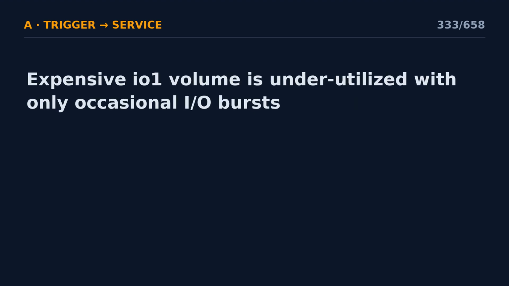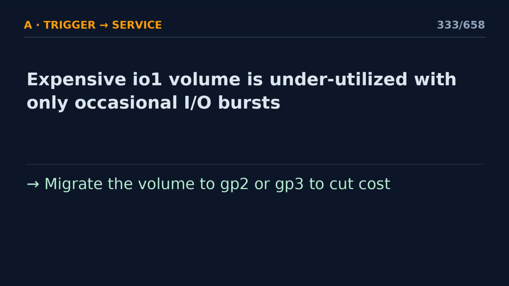Expensive io1 volume is underutilized with only occasional I/O bursts. Answer: migrate the volume to gp2 or gp3 to cut cost.